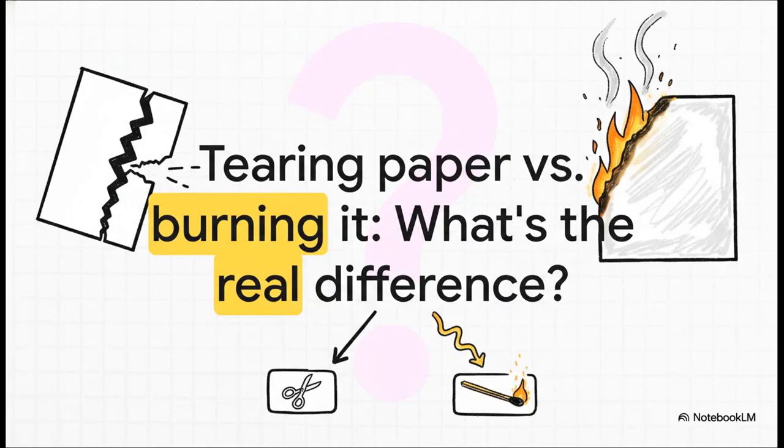So, just think about this for a second. If you take a piece of paper and you rip it in half, you've changed it, right? And if you take that same piece of paper and you light it on fire, you've also changed it. But we all know instinctively that those are two completely different kinds of transformations. So what's really going on? What's the actual difference? Well, we're about to find out.